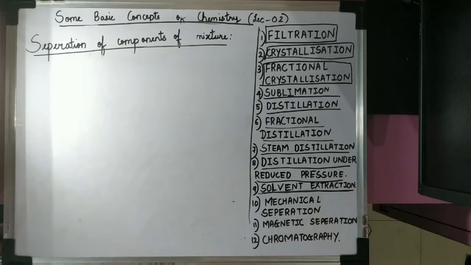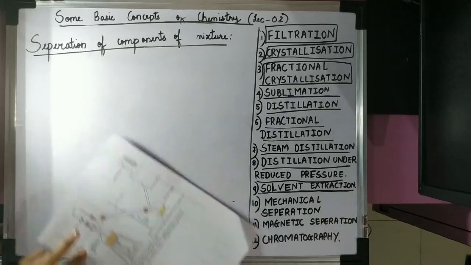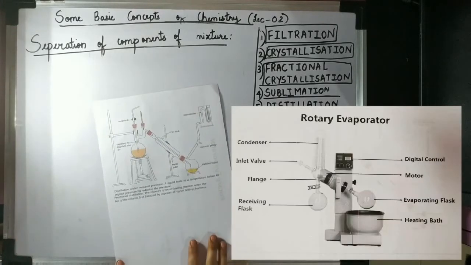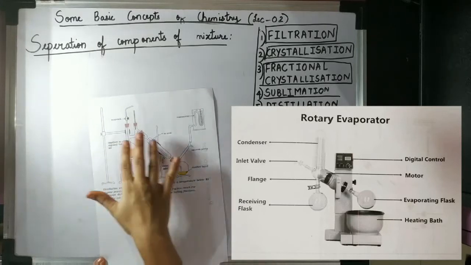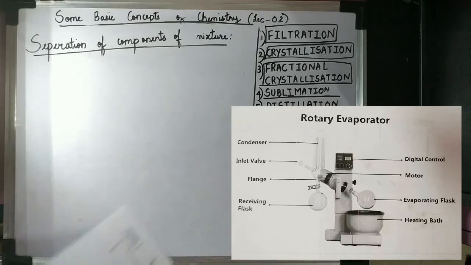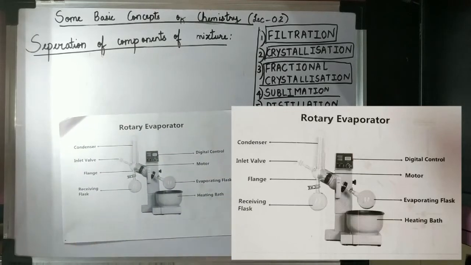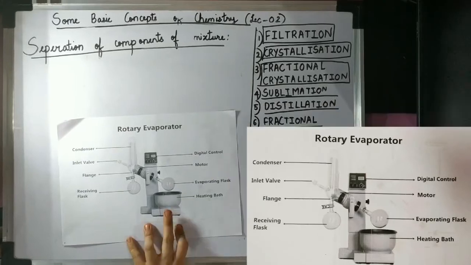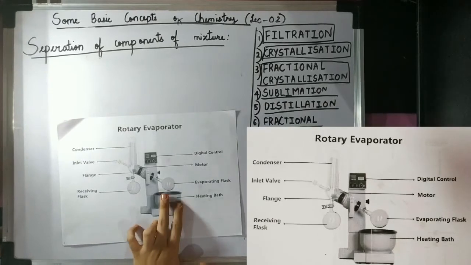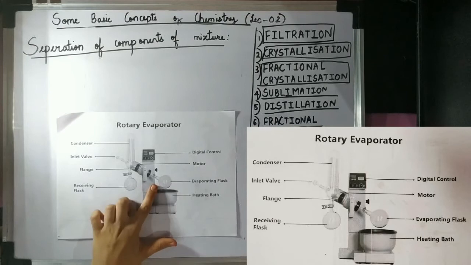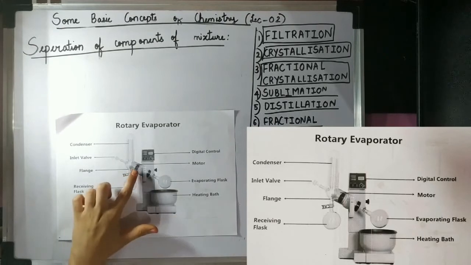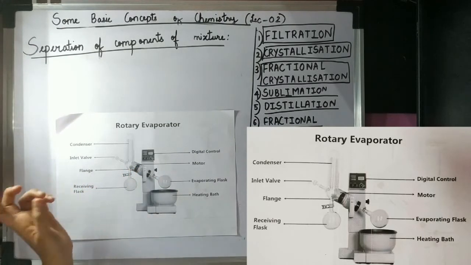Now I was telling about the technique of distillation under reduced pressure. This is the technique and this is the assembly. But nowadays, since this is used so extensively, people have invented this rotary evaporator. It is the same. We have a heating bath, and we have an evaporating flask where there is a mixture of liquids. There is a vacuum pump which will reduce the pressure. This is the condenser and this is the receiving flask.